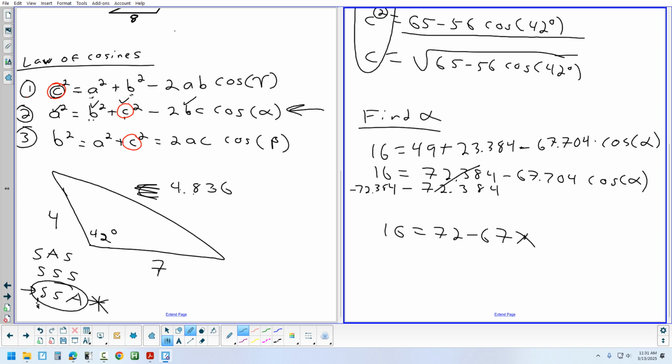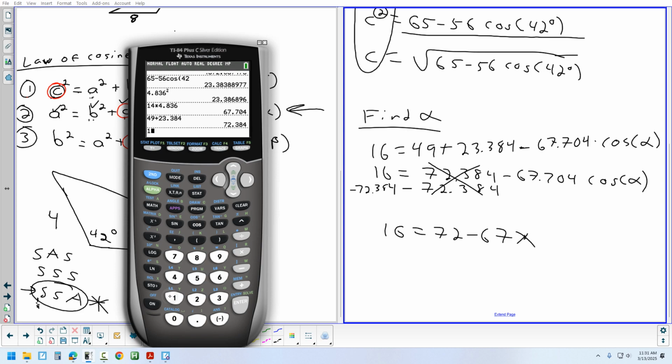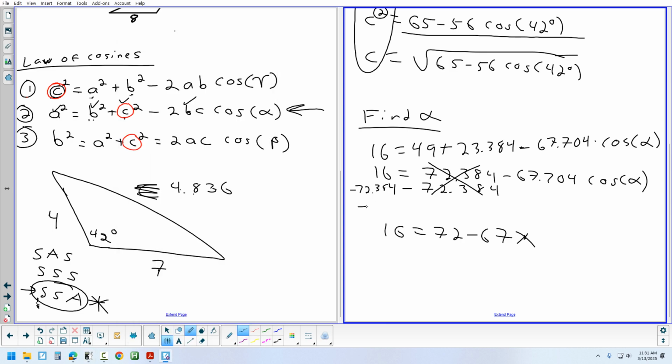That's gone. And now I need 16 minus 72.384. That gives me negative 56.384. It's perfectly fine if you get a negative number at this step. A negative number for the final answer? No, that's bad. But a negative number right now, no problem. Equals.